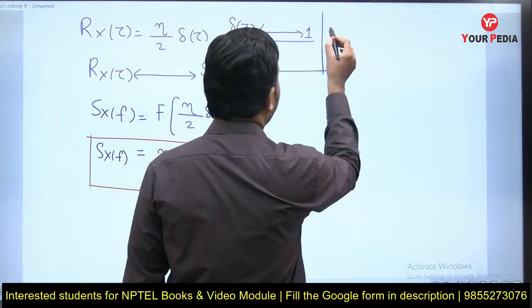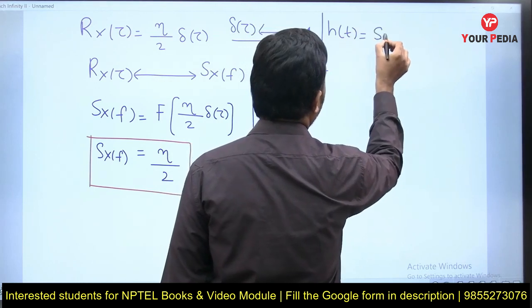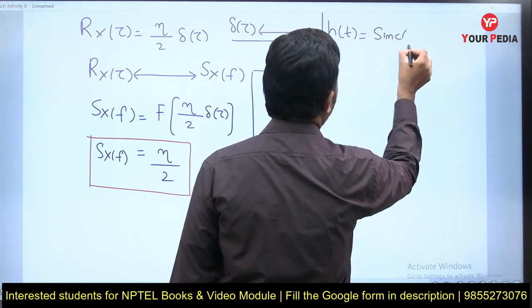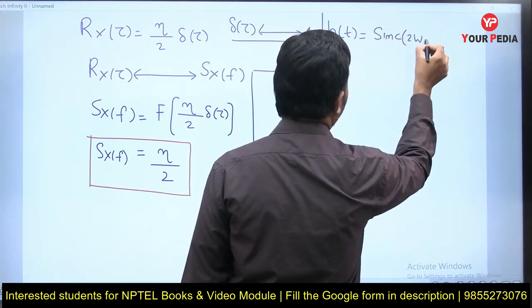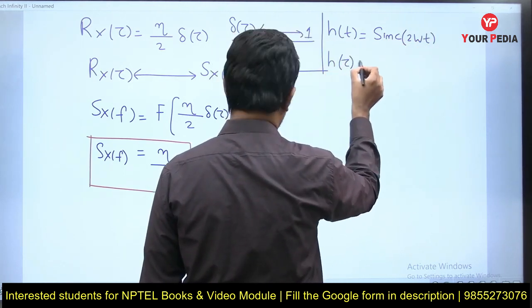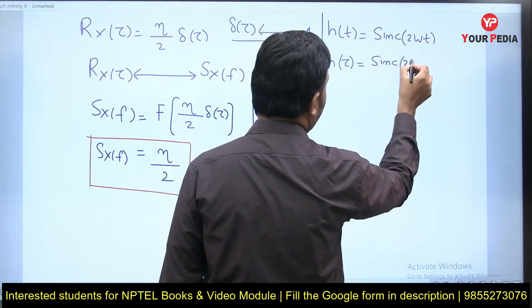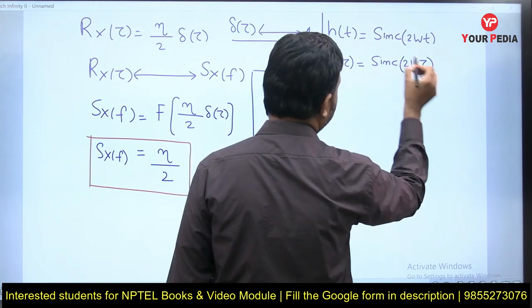Now what is h of t given? Sinc of 2wt. I'll do one thing. I'll change it to tau for my convenience. Yes, I can change the independent variable t or tau. It doesn't make any difference. Sinc of 2w tau.